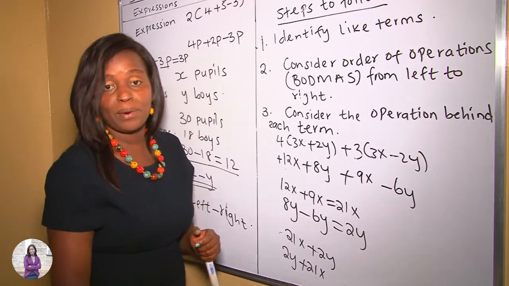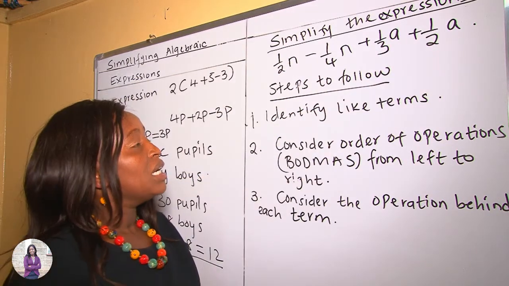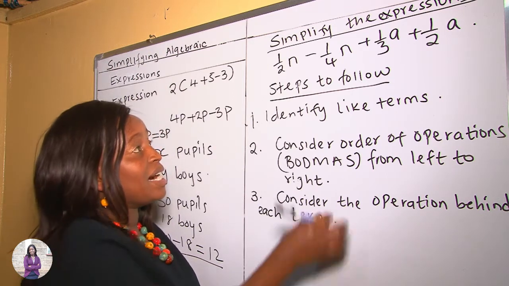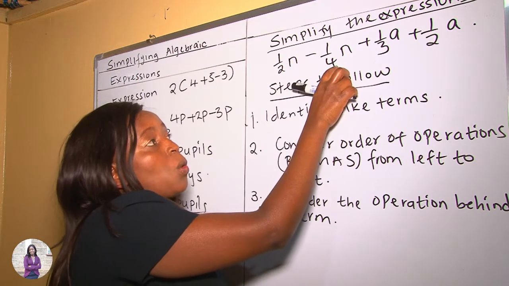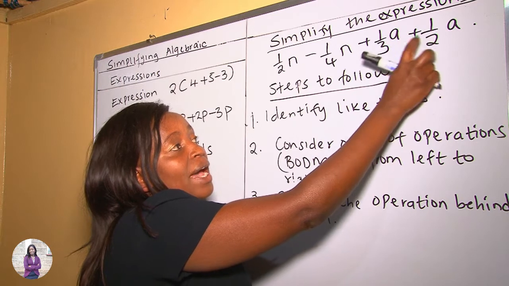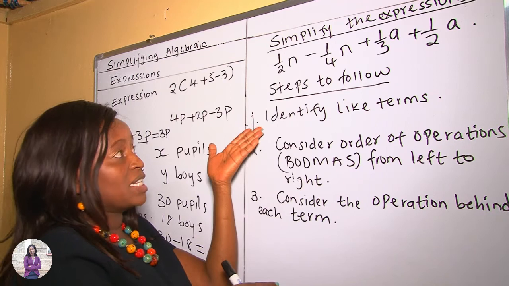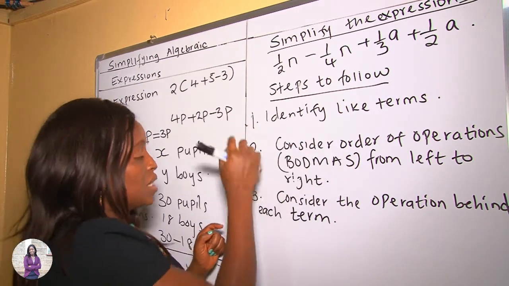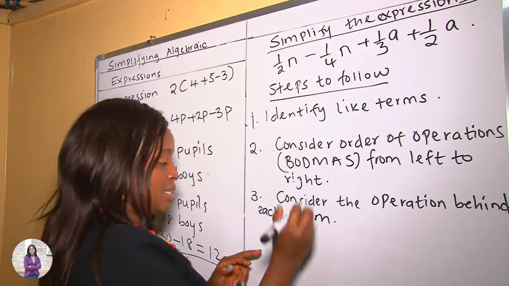Let's try another example. This one, it's fractions. But now it becomes an algebraic expression since it has letters. As you can see, it has n. These are a half n, a quarter n, a third a, and a half a. Therefore, now we follow these 3 steps. That is, identify the like terms. So in this case, we have a half n. So we have n's and a's.